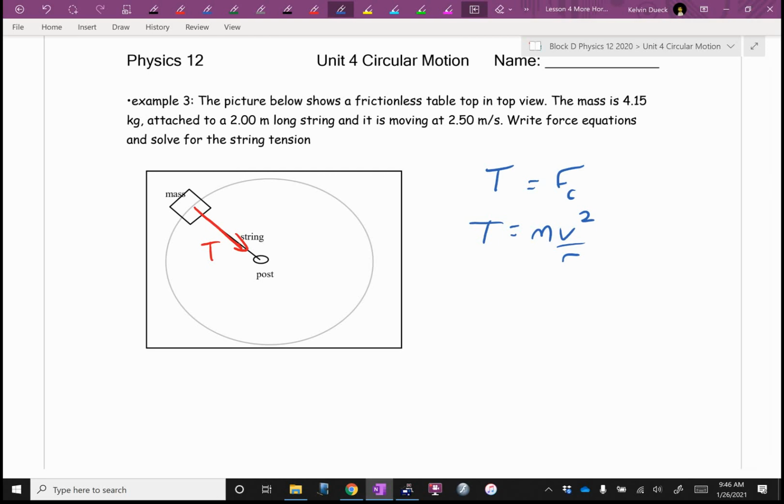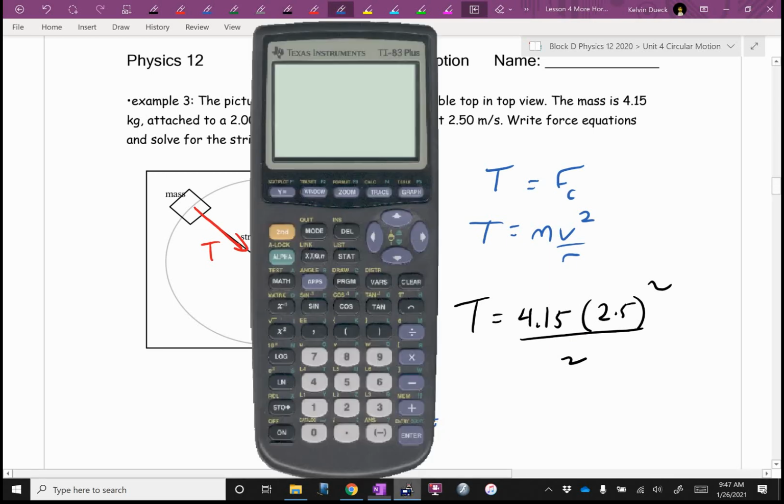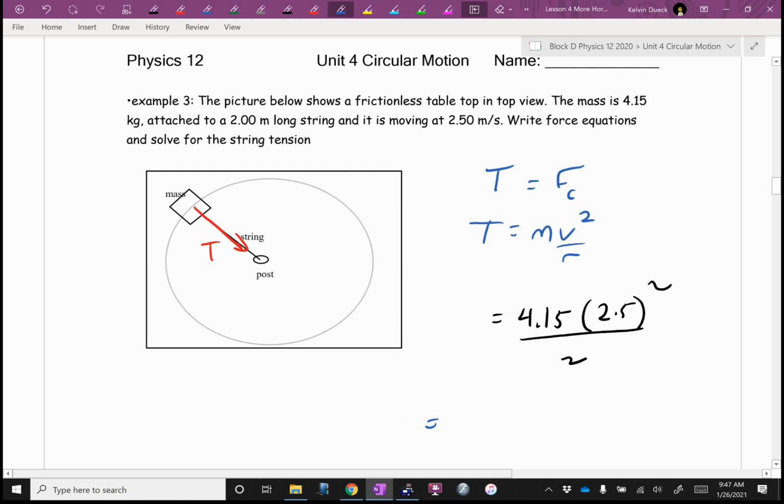But otherwise, this is plug and chug. How big is tension? 4.15, 2.5 squared, all over 2. I forgot to put, did I put the M in? I did. Sorry, can you use what? If you want to, yeah.